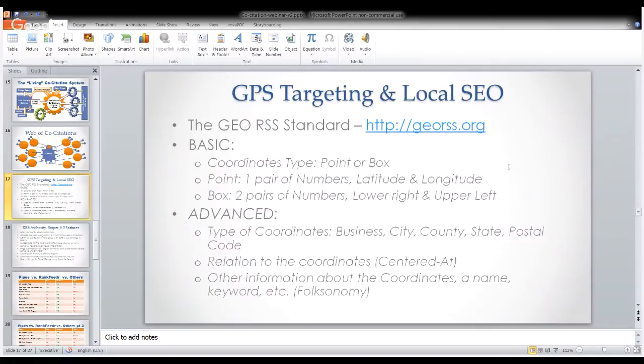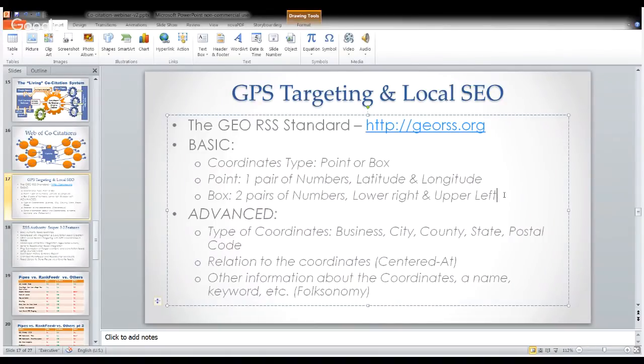And so this is really, really useful for local SEO. There are two different levels or tiers of GPS targeting available through the GeoRSS standard, and we've integrated this into RankFeedr so that you can actually add this information to our feeds now. I'm not really aware of anybody else who's making it possible to add information like this into a feed. I'm sure after a while somebody will come along.